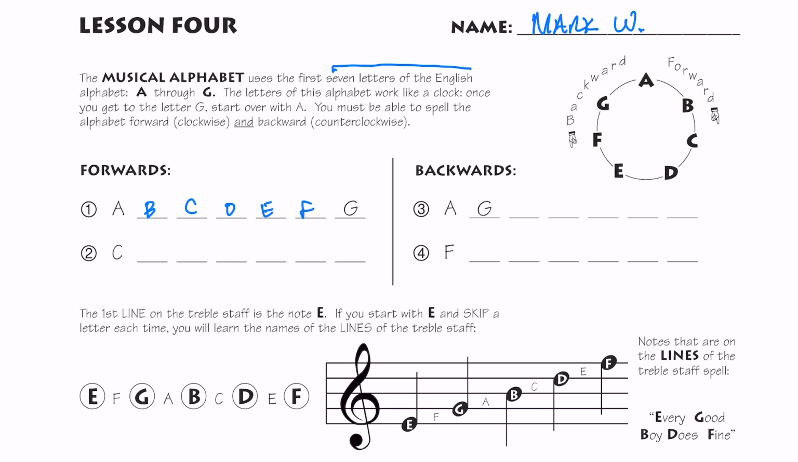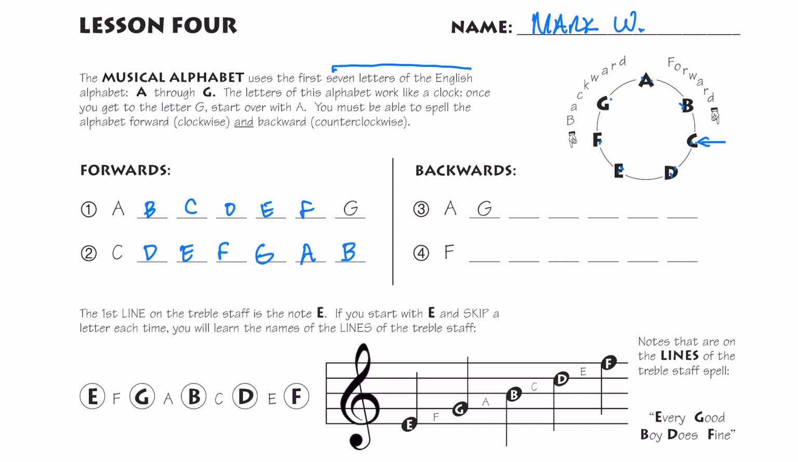Okay? Now I can start on any letter. I don't have to always start on A. So if I start on C, I go C, D, E, F, G. Notice I don't go to H. We don't use H in most music. We start over. So G, A, B. All right, so as I'm going forward in the alphabet, if I start on C, I will go C, D, E, F, G, A, B. Okay? If I start on E, I will go E, F, G, A, B, C, D.